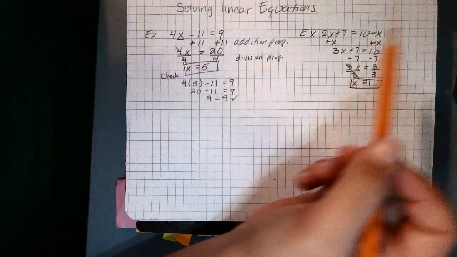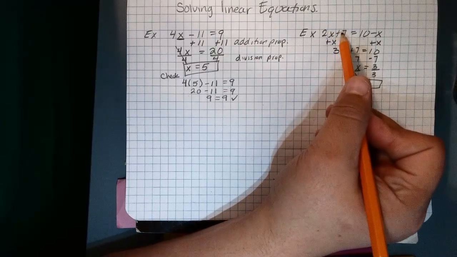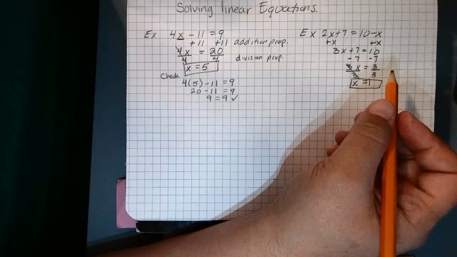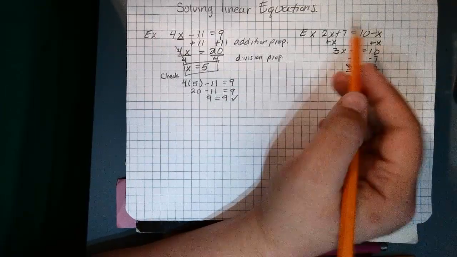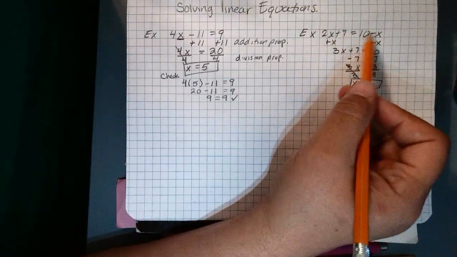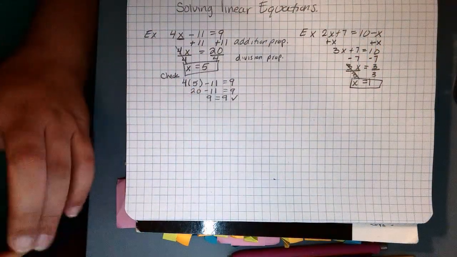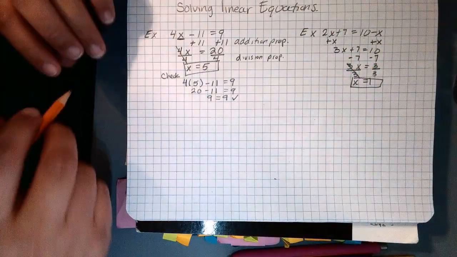So I could plug that back in. And here, 2 plus 7 is 9, and 10 minus 1 is 9. I wasn't getting the right answer at first. I got a little confused. But this is the correct answer.